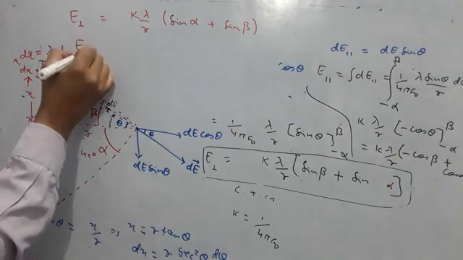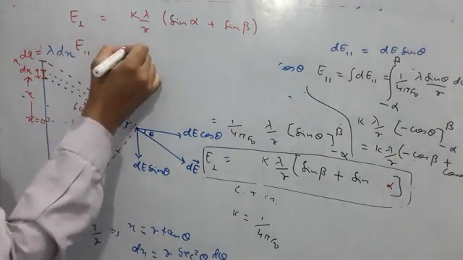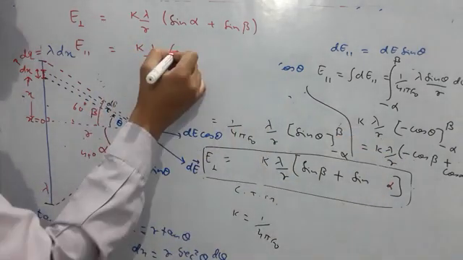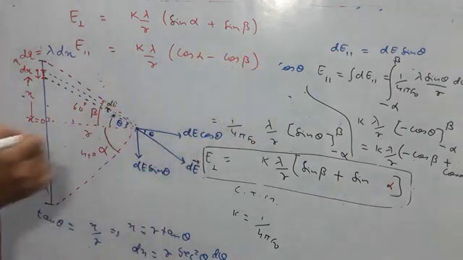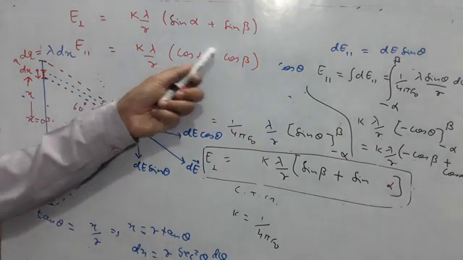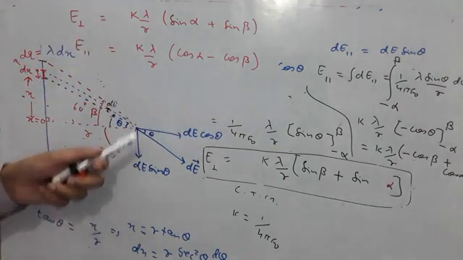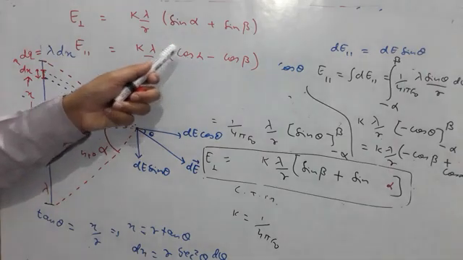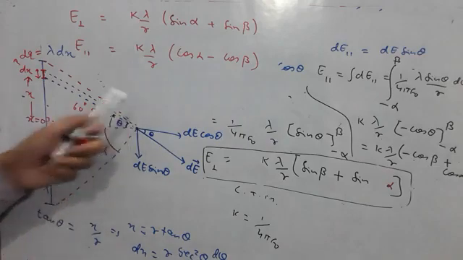And the other component of electric field, that is in this particular direction, E parallel, will be how much? K lambda by r times, you can see there, cos alpha minus cos beta. Now if cos alpha is greater than cos beta, this term will be positive, this direction will be correct. But if cos alpha becomes less, then this term will become negative and then the field will be in that particular direction.